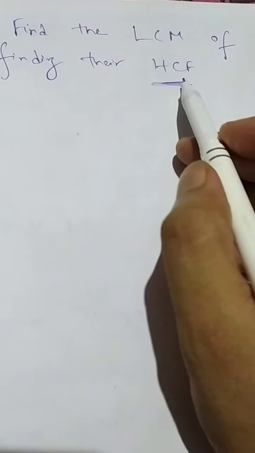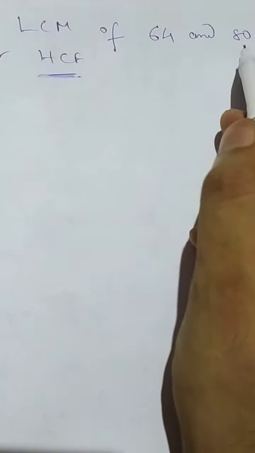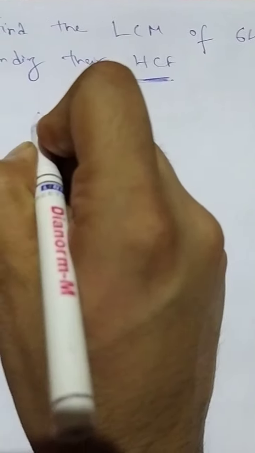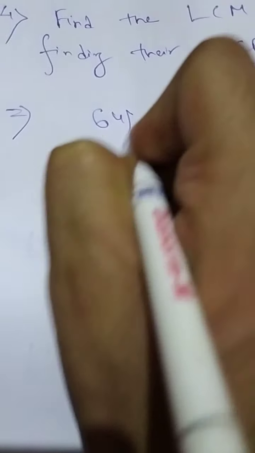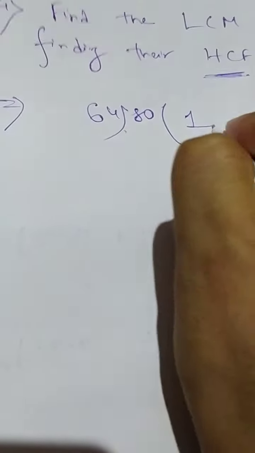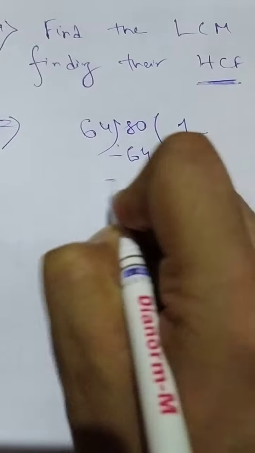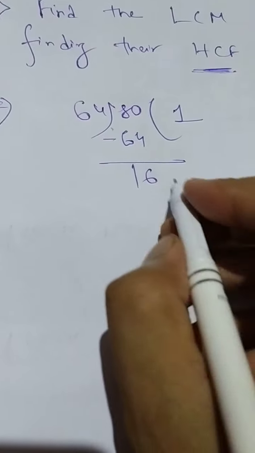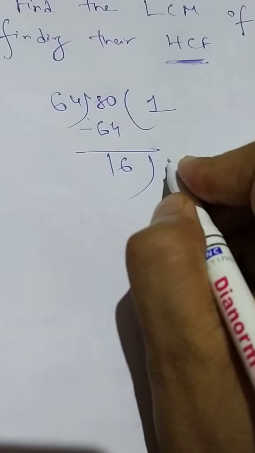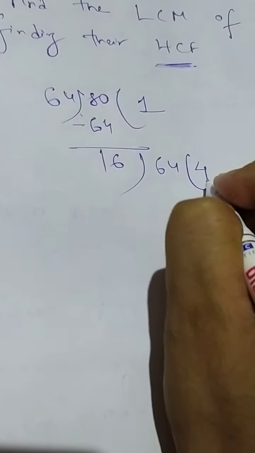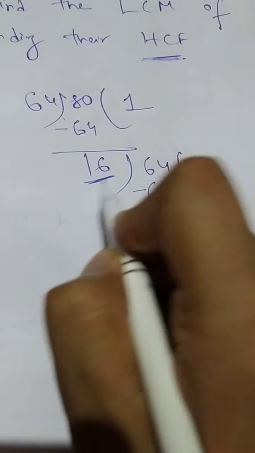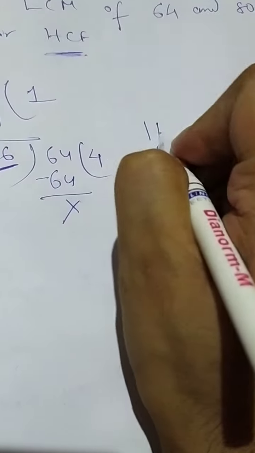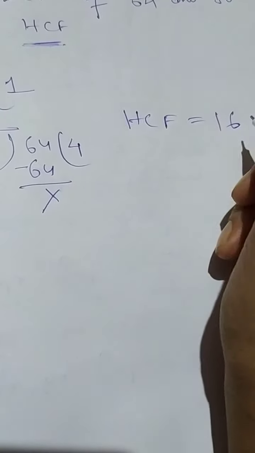So let's do it. First you have to find the HCF of 64 and 80. So 64 ones are 64. If you subtract 16, then this 64, write it here, and 16 fours are 64. So HCF is 16. Write it here. HCF equals 16.